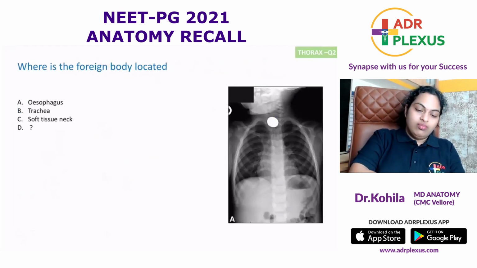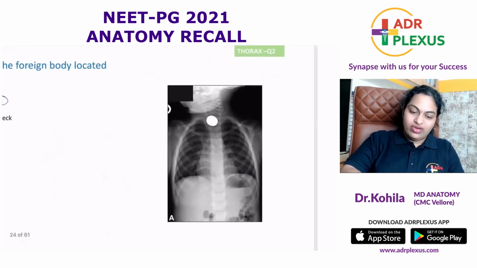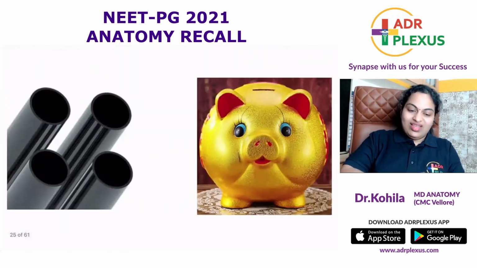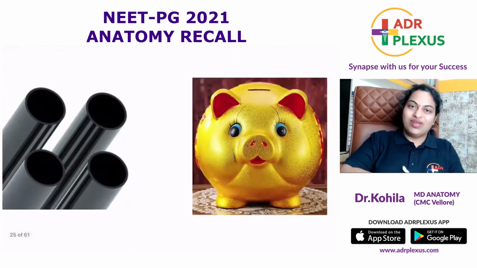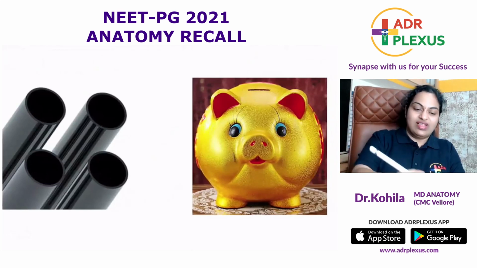So this was another question related to anatomy. Where is the foreign body located in the given picture? Yes, all of you must be knowing that it's in the esophagus. How to differentiate whether it's in the trachea or esophagus? That's what I'm going to teach you now. Can you tell me which one of these two pictures represents the trachea or the esophagus?